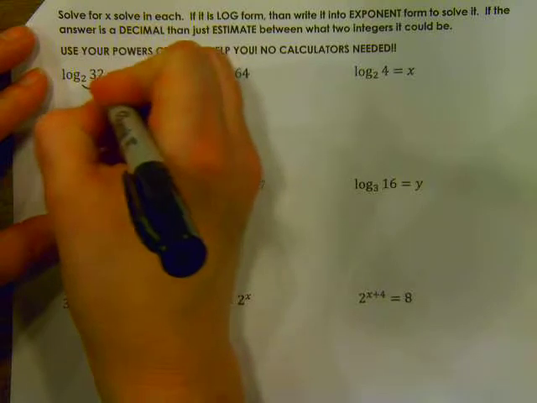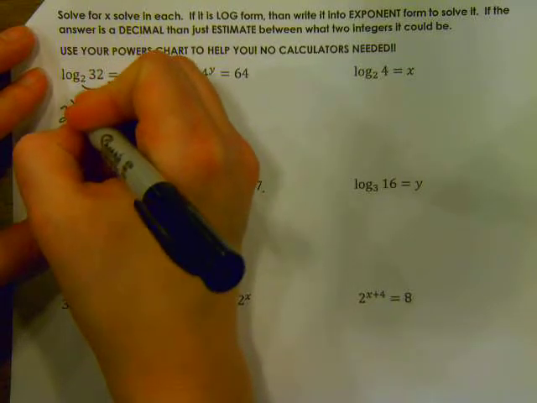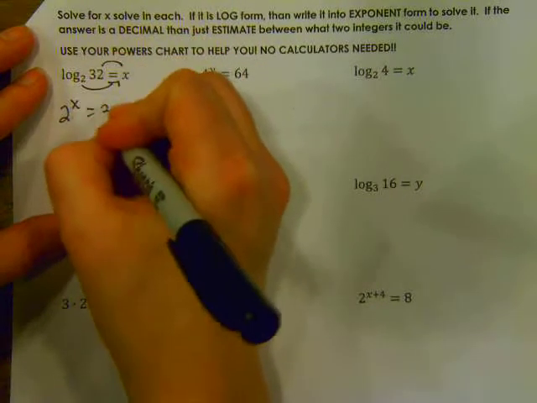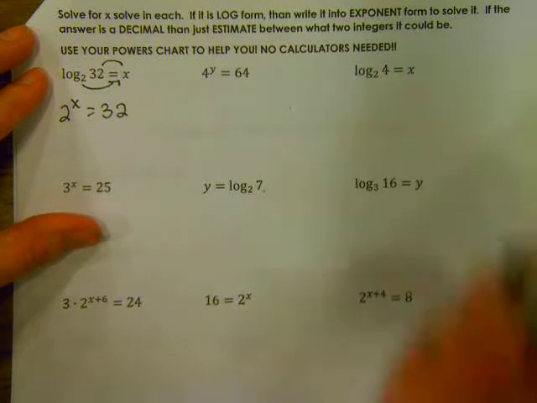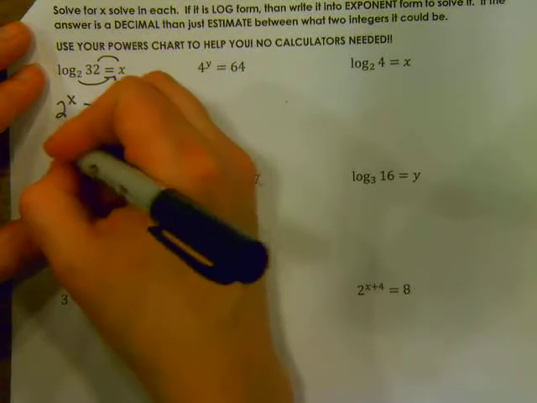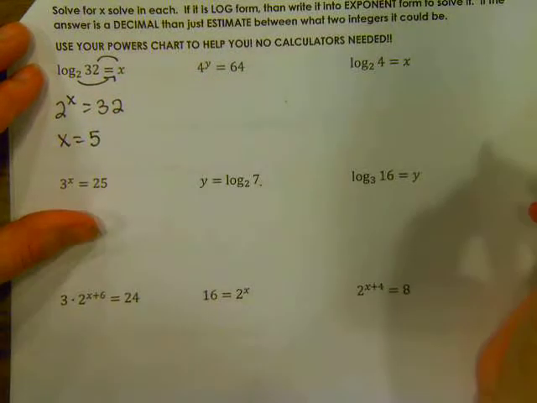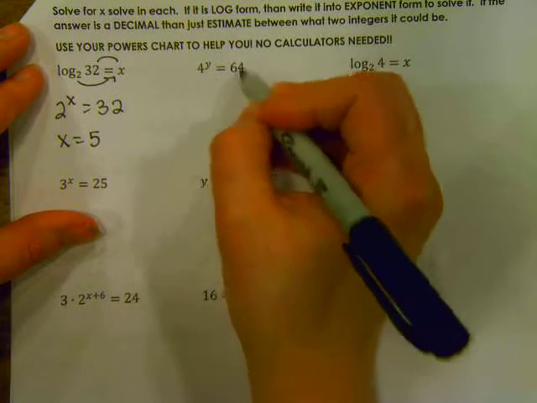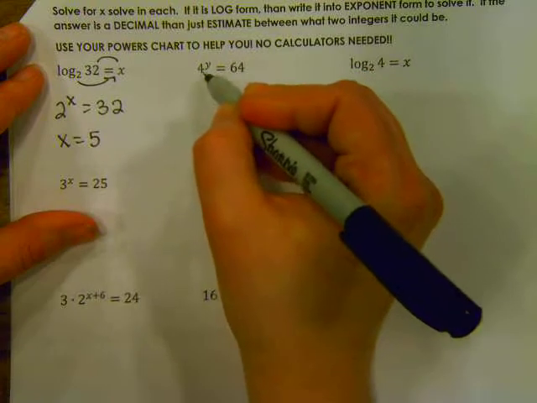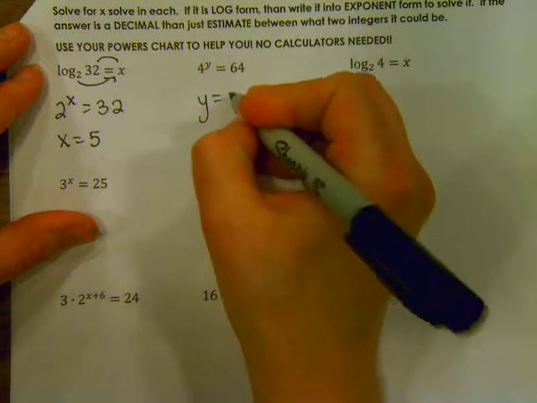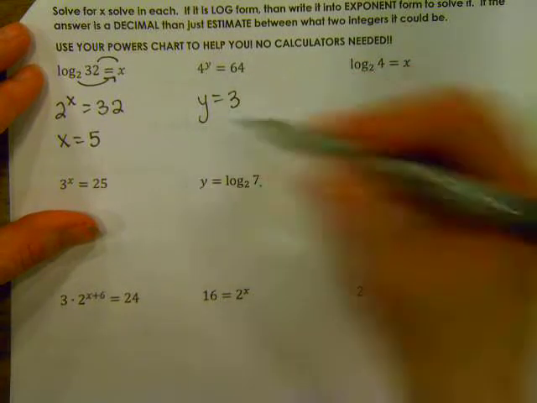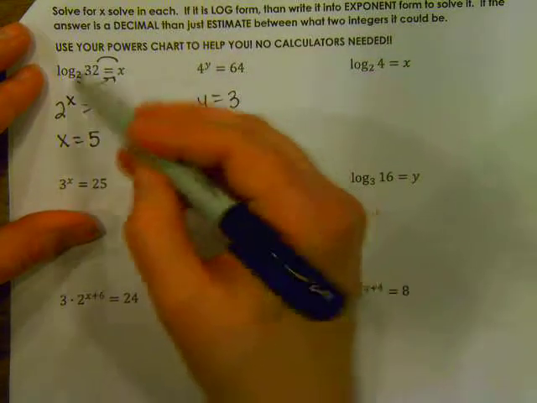So 2 to the x power equals 32. Well, from our chart of powers, that's going to have to be x equals 5. This, you really probably don't even need to loop. You don't have to loop it, because 4 to what power makes 64? That's just going to be 3. You don't have to do that. Only do the loop if it's in log form.